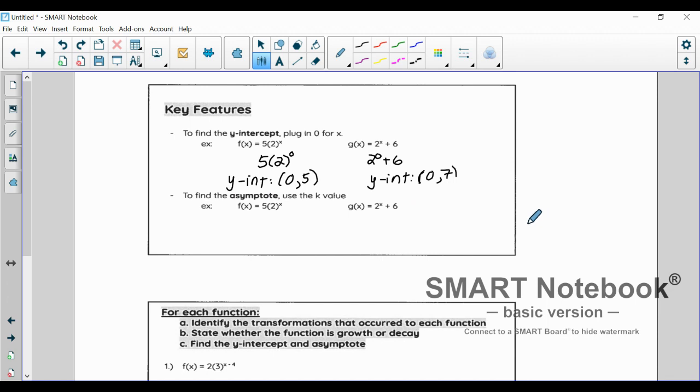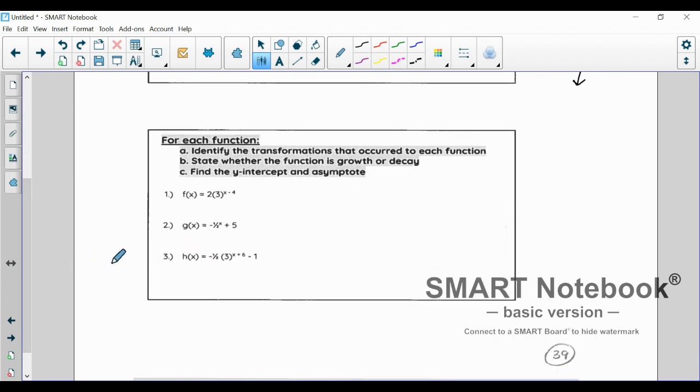The asymptote, which is the horizontal line, only changes when you move it up or down. And if you remember, k is what moves things up and down. So here, k is technically 0. So our asymptote is going to be the horizontal line y equals 0. Here, k is 6. So that means that horizontal line got shifted up 6 units. So now instead of being at y equals 0, it's going to be at y equals 6.